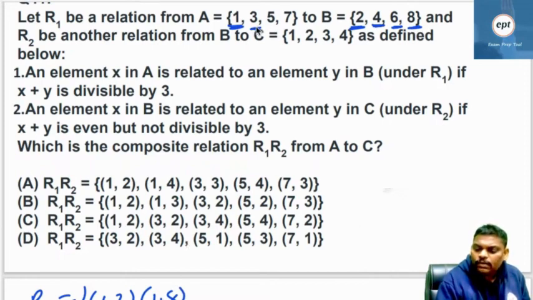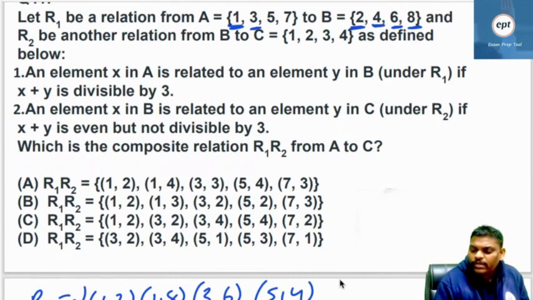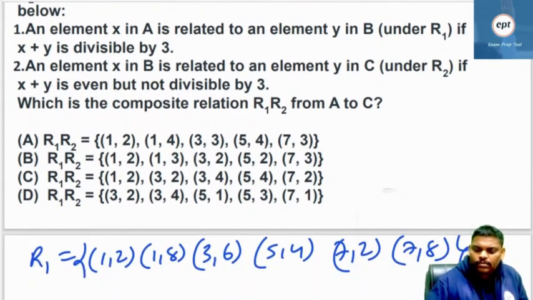Go to 3. 3, 2: divisible by 3? No. 3, 4: no. 3, 6: yes. 3, 8, 11: no. Go to 5. 5, 2: no. 5, 4, 9: divisible by 3, yes. 5, 6, 11: no. 5, 8, 13: no. 5 is over. Go to the next one, 7. 7, 2, 9: yes. 7, 4: no. 7, 6, 13: no. 7, 8, 15: yes. Please help me, is it R1?